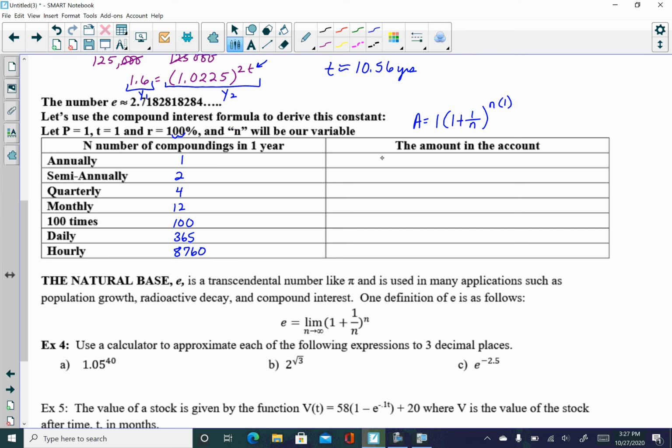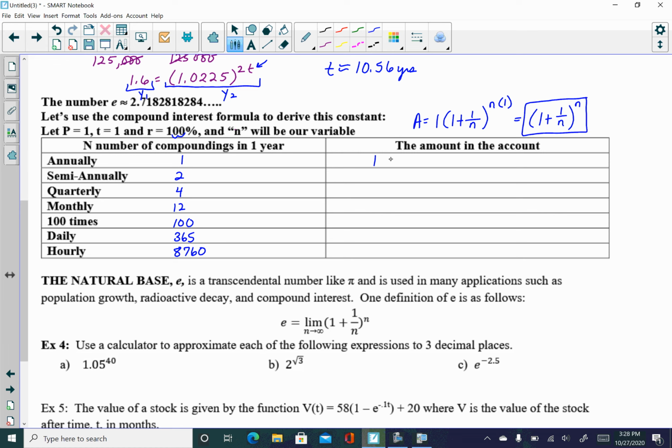If you think about this, 1 times this piece in parentheses is just still the piece in parentheses. So 1 plus 1 over n. And then up here in the exponent, 1 times n is just n. So that's a simpler formula that I'm going to use down here.